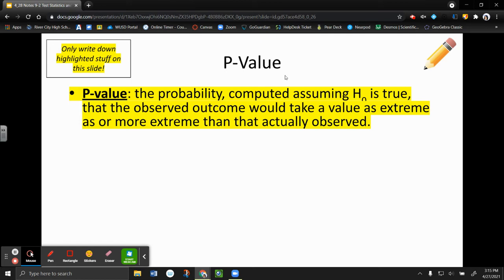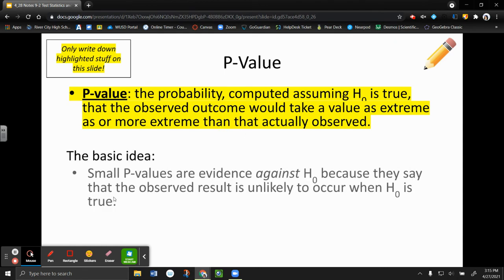P-value is the probability computed assuming our null hypothesis is true, that the observed outcome would take a value as extreme as or more extreme than that actually observed. So this is just the verbatim definition. I don't really want you to worry too much about that. Here's kind of the general idea.